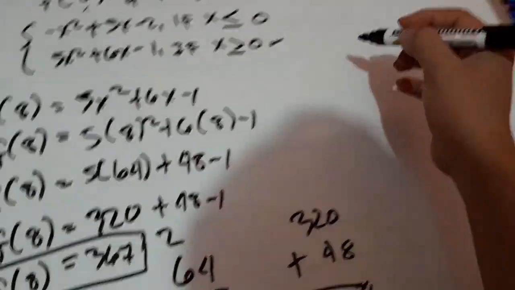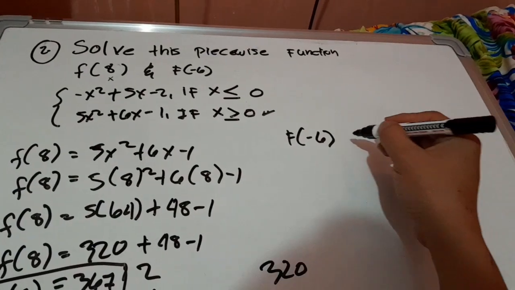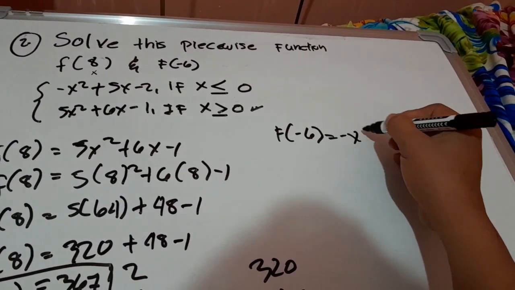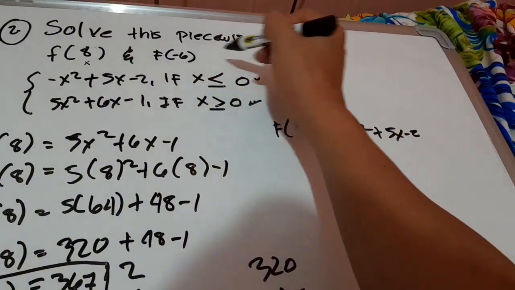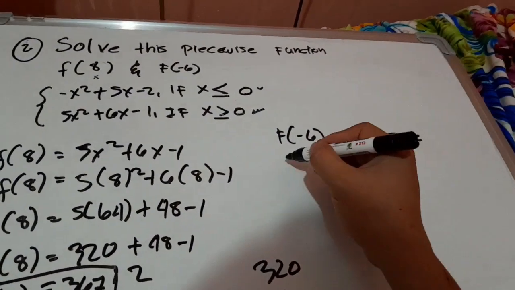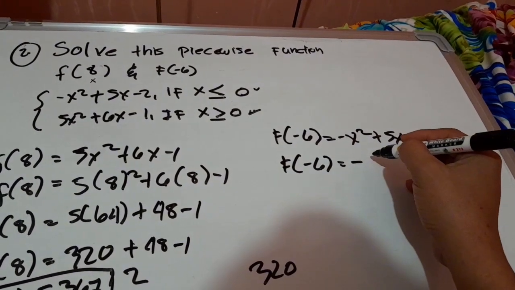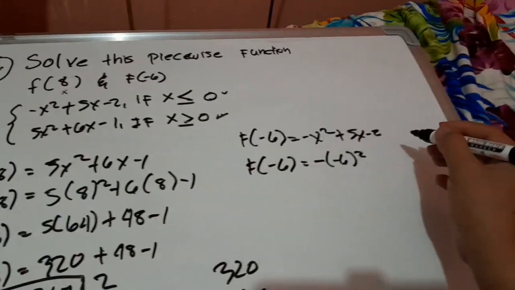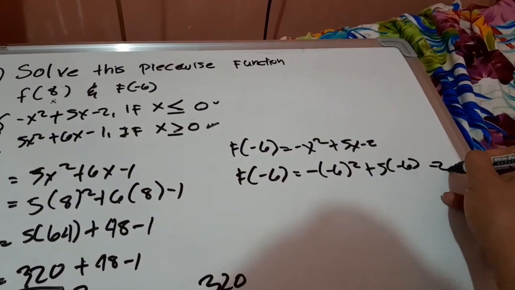So let us get the value of f of negative 6. The value of f of negative 6 is, we have to use negative x squared plus 5x minus 2 since the negative 6 is less than 0. Okay, so f of negative 6 equals negative negative 6 squared plus 5 times negative 6 minus 2.